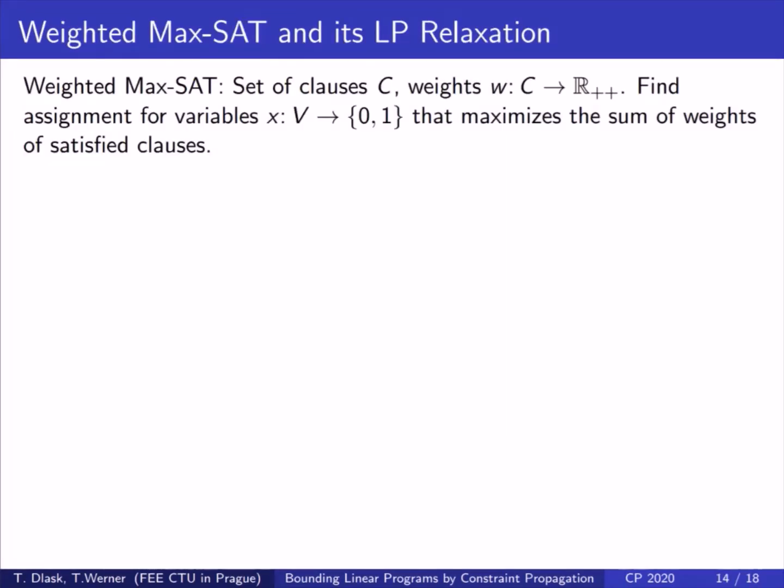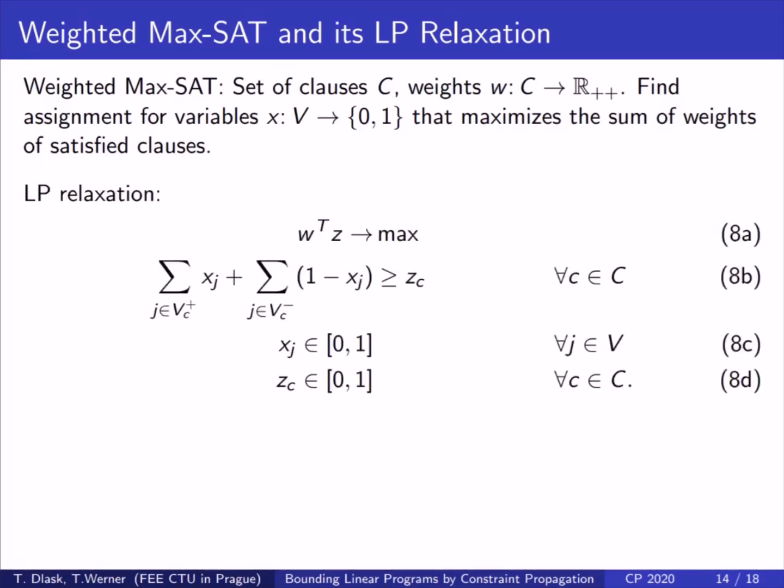Now we will move to the case of weighted MAX-SAT. This problem is defined by a set of clauses where each clause is assigned a positive weight, and the task is to find an assignment for Boolean variables that maximizes the sum of weights of satisfied clauses. The LP relaxation of this problem is given in equation 8, where the variables z are indicators for which of the clauses are satisfied.